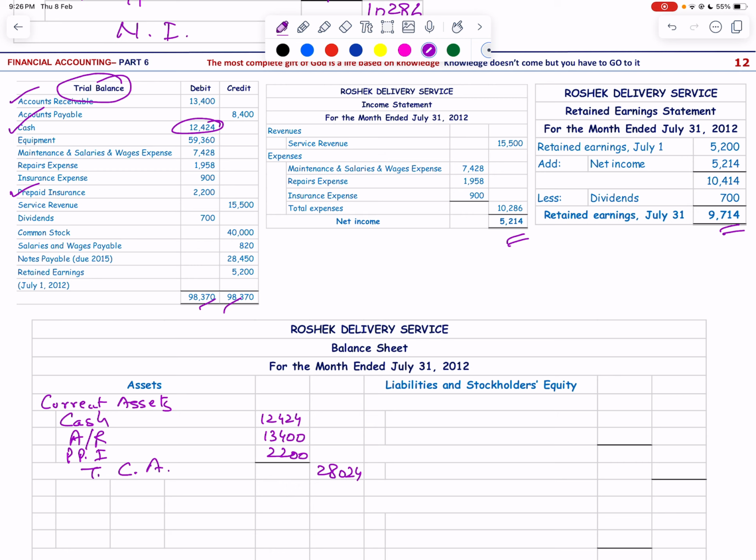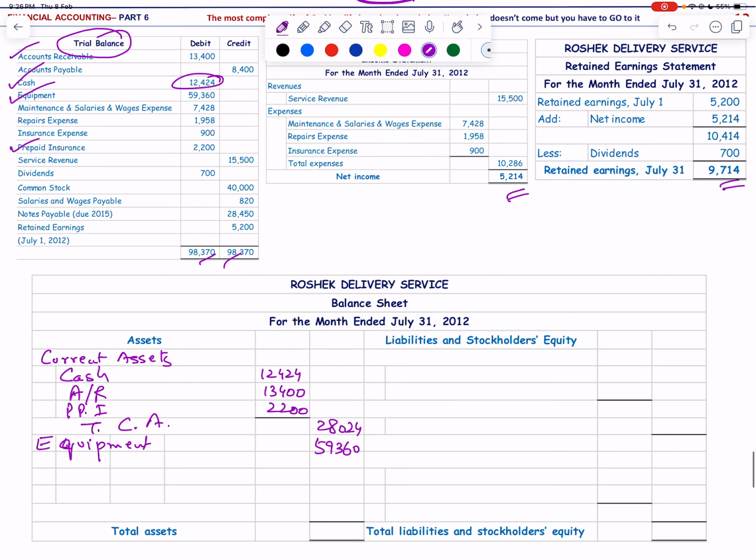Then we have only one long-term asset, and that is equipment. So we have equipment, and equipment is 59,360, and we make the total. So the total assets will be 28,024 plus equipment, that is 87,384.